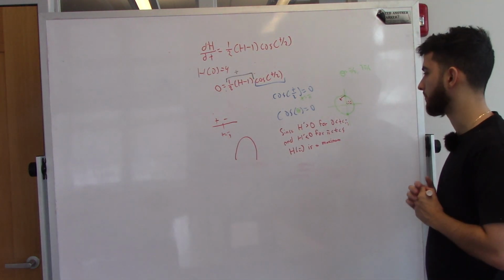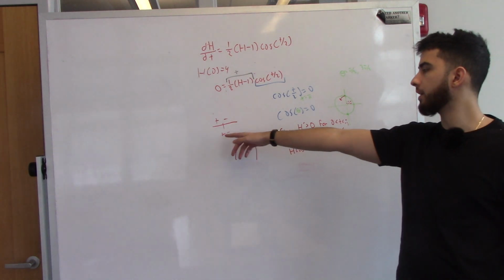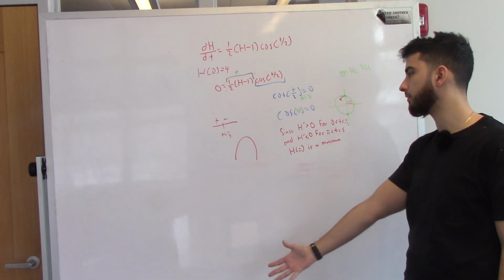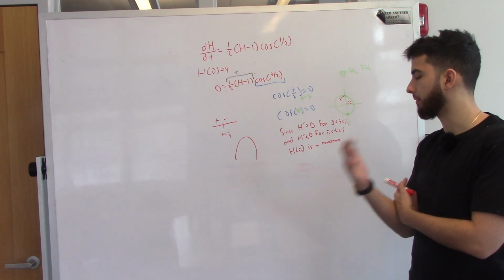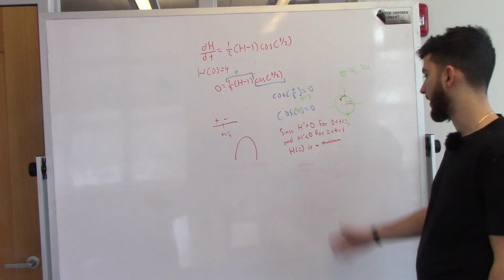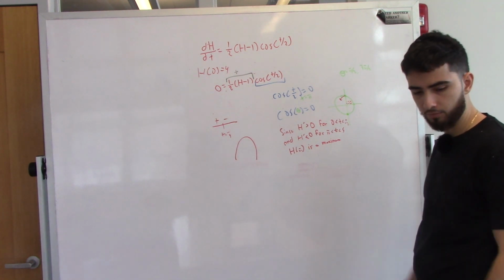So a sentence saying that pretty much because prior to t equals pi but after t equals 0, the derivative is positive, and that after t equals pi but before t equals 5, the derivative is negative, h of pi is a maximum. That should give you full marks.